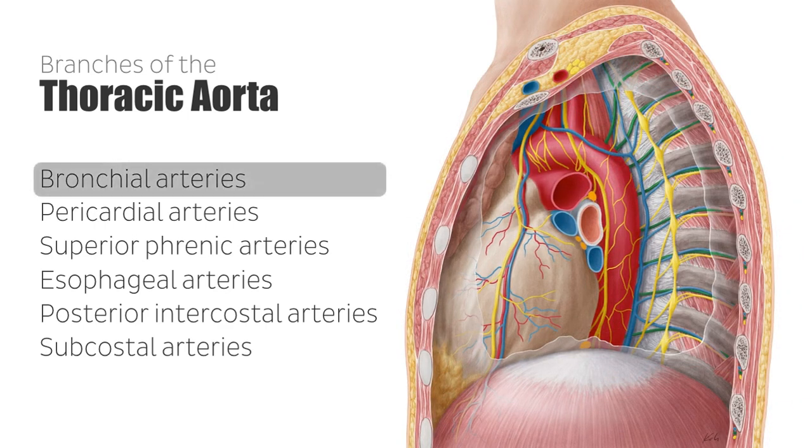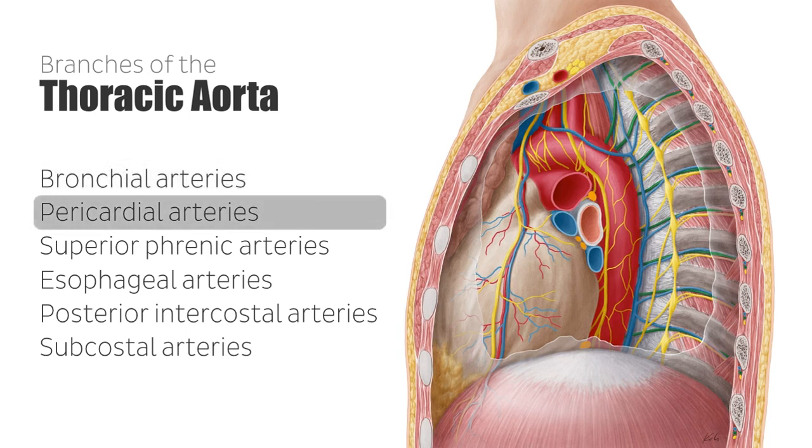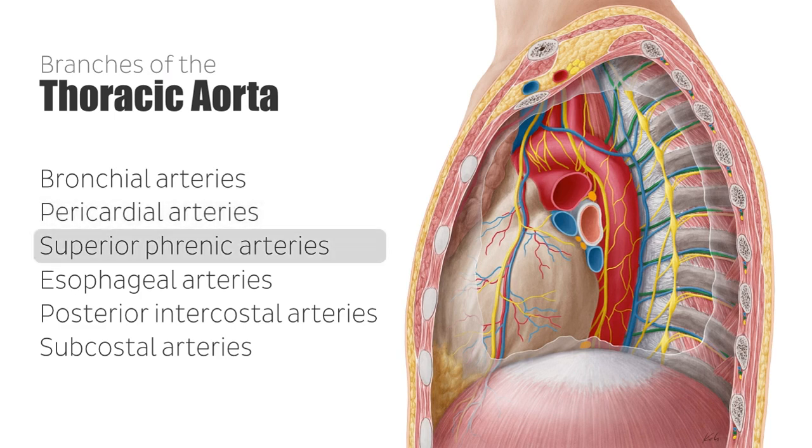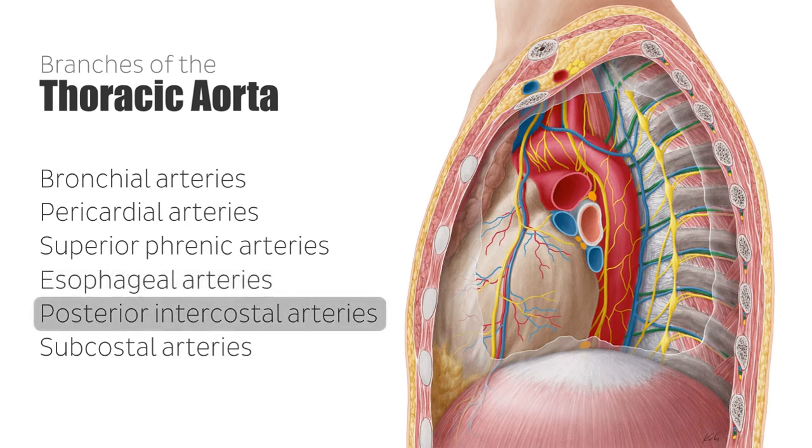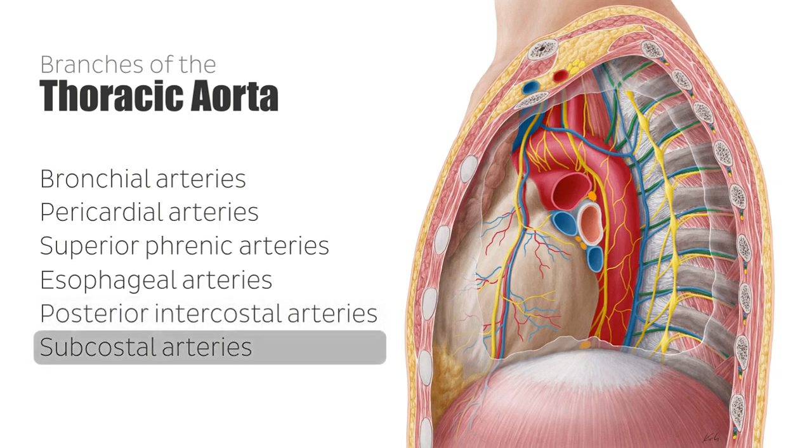The bronchial, which supplies the lungs, the pericardial, which supplies the dorsal portion of the pericardium, the superior phrenic, supporting the diaphragm and adrenal glands, the esophageal, supplying, you guessed it, the esophagus, the posterior intercostal, which you see here in green, supply the intercostal spaces, and the subcostal, the flat abdominal wall muscles.